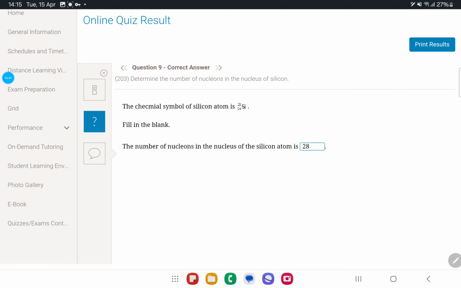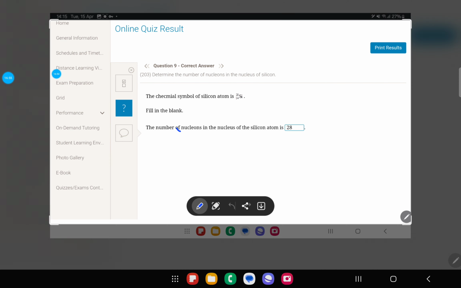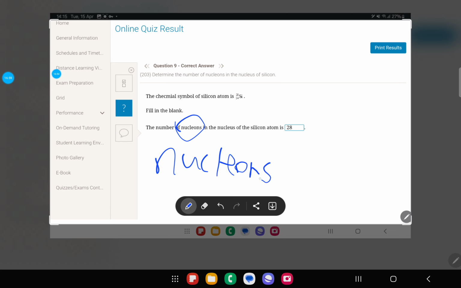Okay, so now for question 9. The chemical symbol of the silicon atom is silicon 28, 14. Here they're asking for the number of nucleons in the nucleus of the silicon atom. So they're asking for the number of nucleons. What was nucleons? Nucleons was protons plus neutrons.